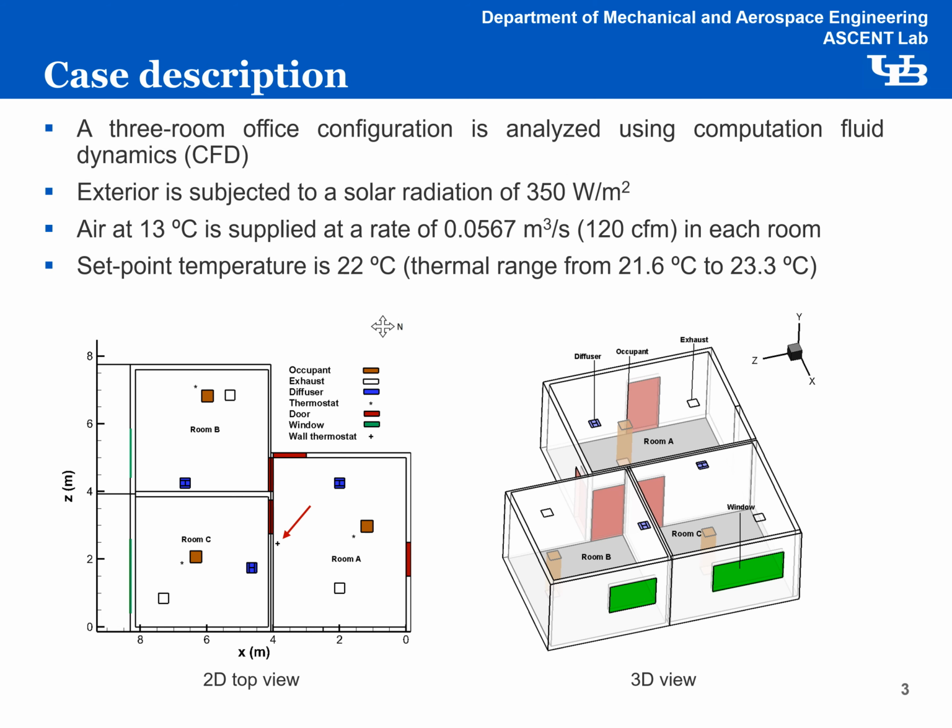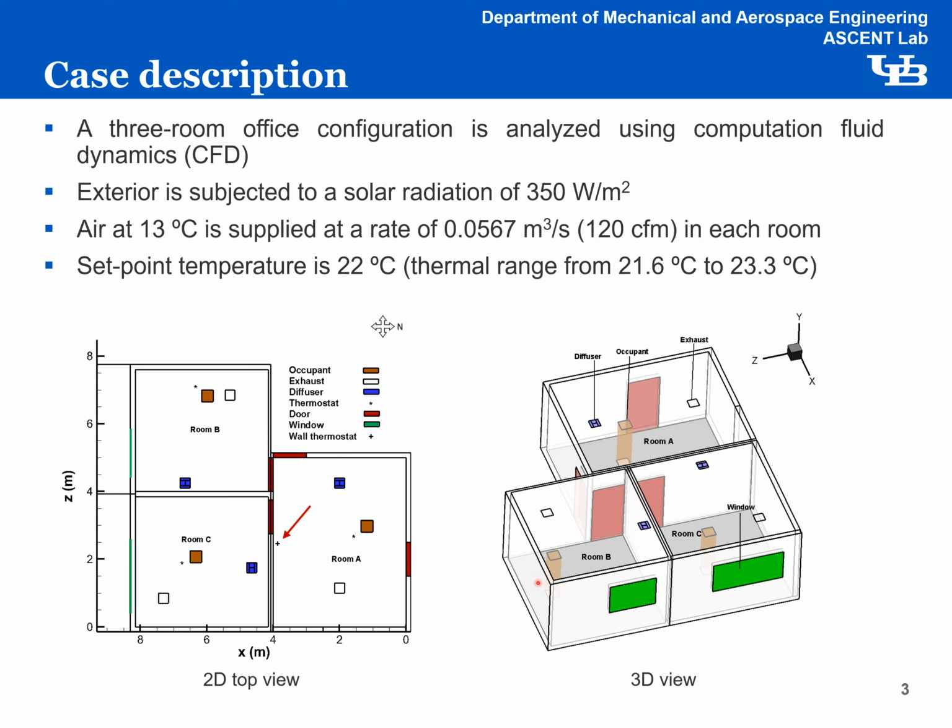We decided to address these challenges by computationally analyzing a three-room office configuration as shown in the figure below. The domain for the study has two exterior rooms that are subjected to a solar radiation of 350 watt per meter square and an interior room with no windows. Rooms B and C have shaded windows that transfer heat via radiation and conduction.